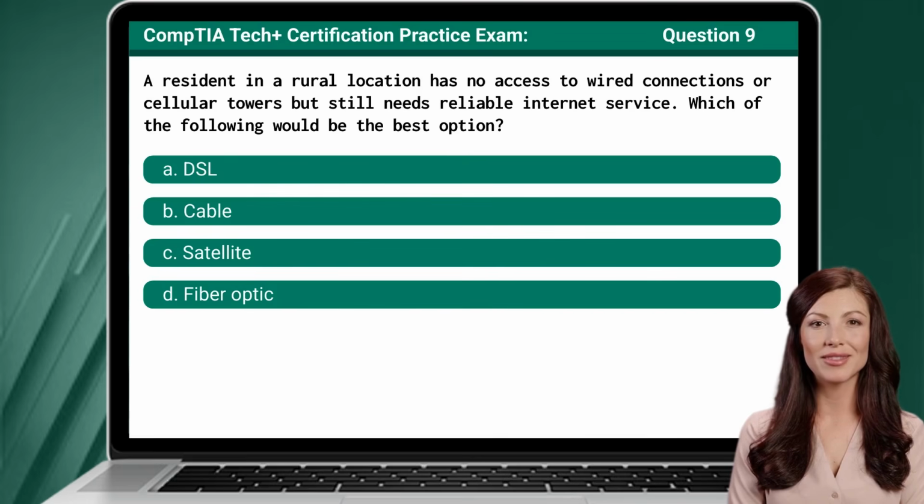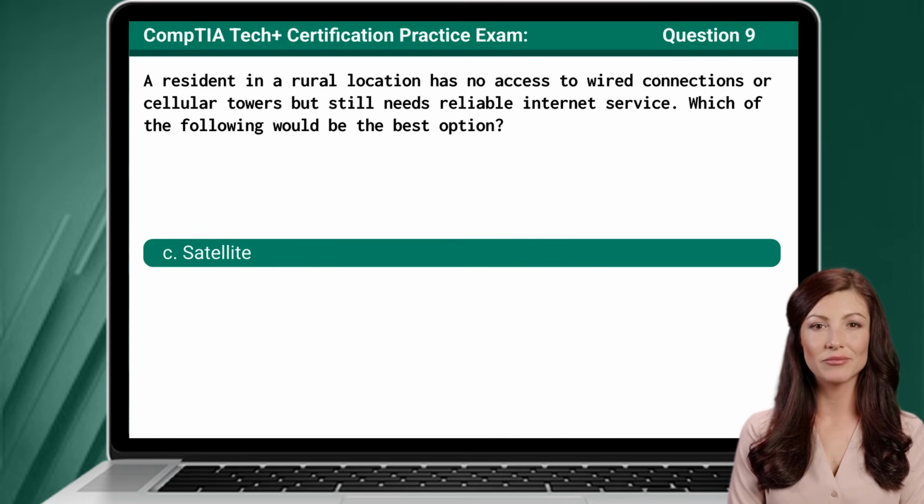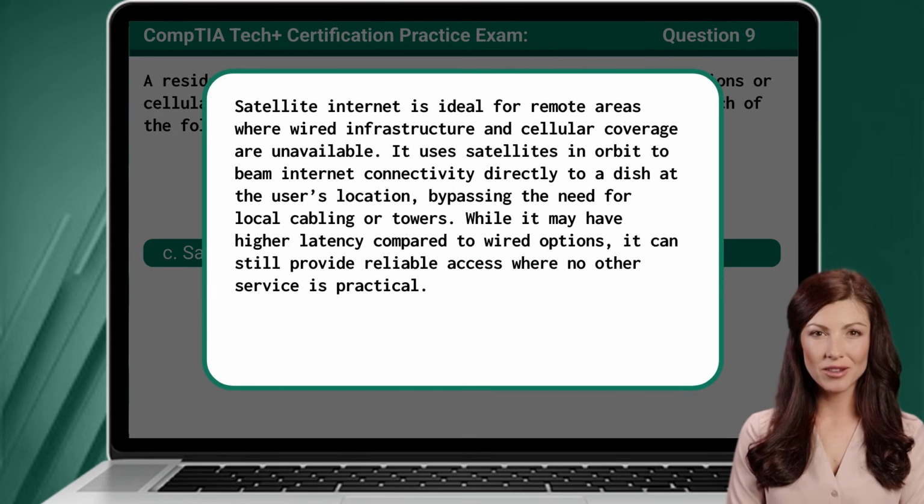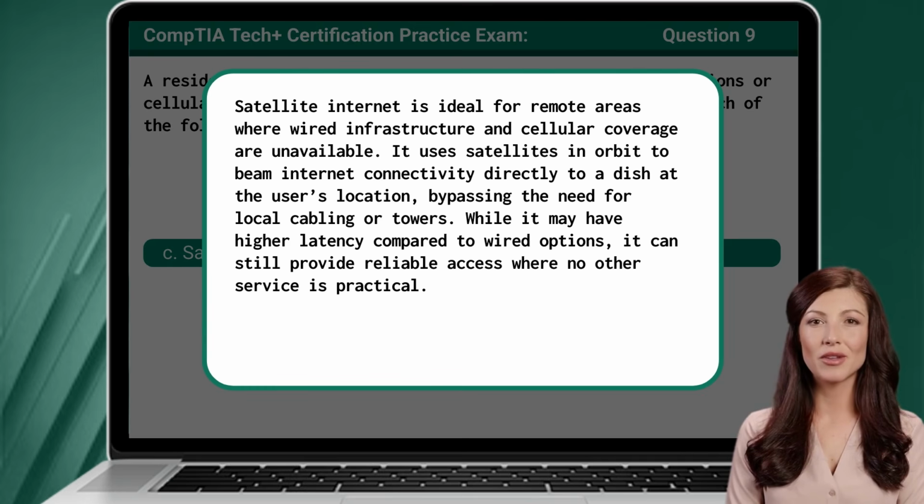The answer is C. Satellite. Satellite internet is ideal for remote areas where wired infrastructure and cellular coverage are unavailable. It uses satellites in orbit to beam internet connectivity directly to a dish at the user's location, bypassing the need for local cabling or towers. While it may have higher latency compared to wired options, it can still provide reliable access where no other service is practical.